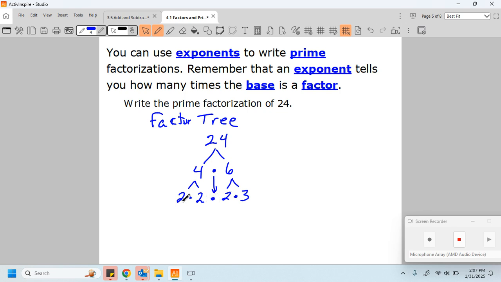Now 2 cannot be broken up into any other factor, so 2s are prime factors. So we have 2s and 3s as prime factors. We end up having 2 times 2 times 2 times 3. So the bases are 2 and 3, and we multiply 2 times itself 3 times. So that would be 2 to the third power times 3 to the first power, because there's only one 3. But if there's a 1 power, you don't write it down. So the prime factorization would be 2 to the third power times 3.